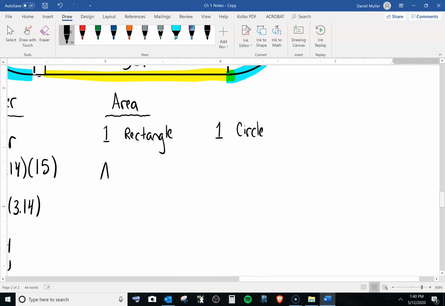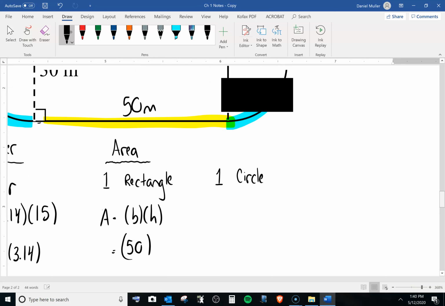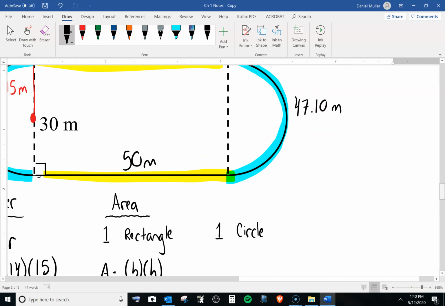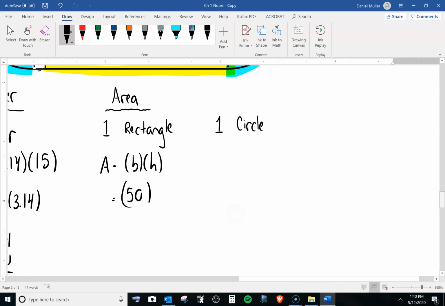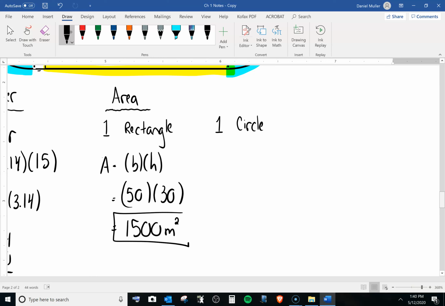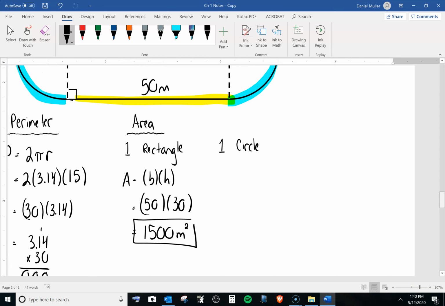equals, for a rectangle, it's just base times height, and our base is 50. And how tall is this thing? 30. 50 times 30. 5 times 3 is 15. And then I've got 2 zeros. So 2 zeros, meters squared. I think it's in meters. So the rectangle is 1,500 meters squared.